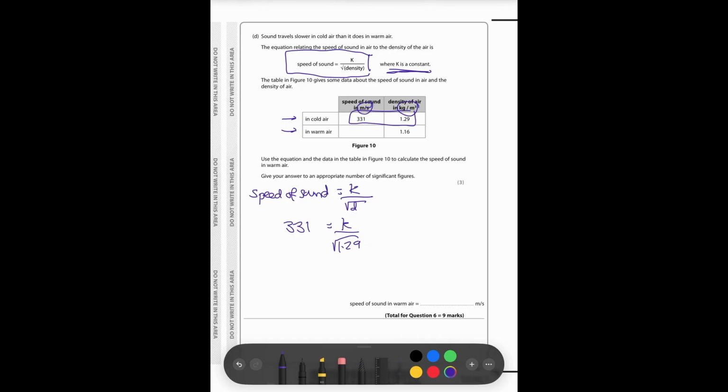And then the answer to this one, I'll put this in the calculator. Oh, sorry, I've got to rearrange it first. So I'll say k equals 331 times the square root of 1.29. And like I've said before on calculation questions, if you're stuck on how to do calculations, then ask me about it. Or to be fair, I'm going to make a video at some point about just like calculation questions if people are struggling with that. So yeah, you can have a look at that as well.